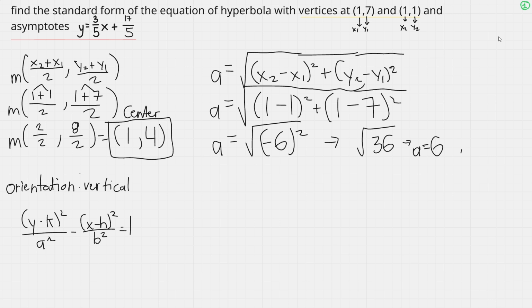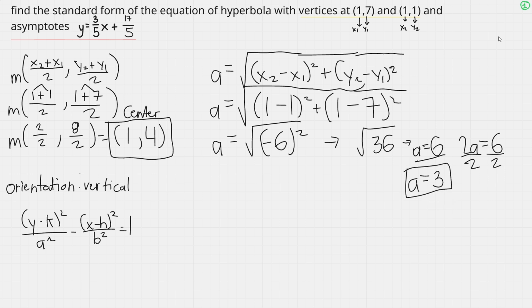But we are not done yet. We need to equate this 6 to 2a. So 2a equals 6. Divide all terms by 2. So we have 6 divided by 2 will give us 3. So this will be our a.